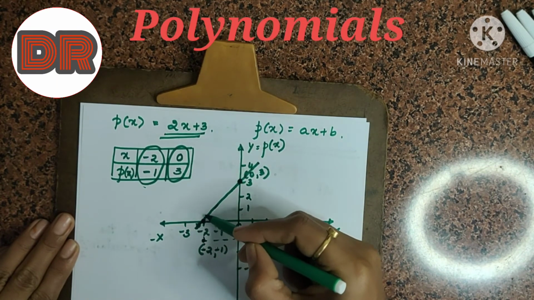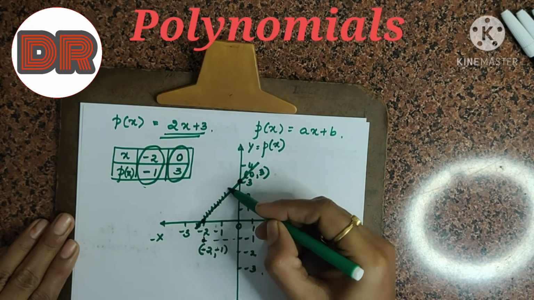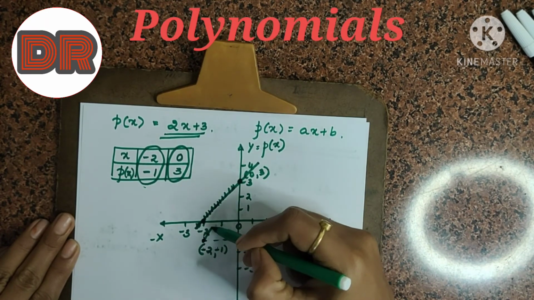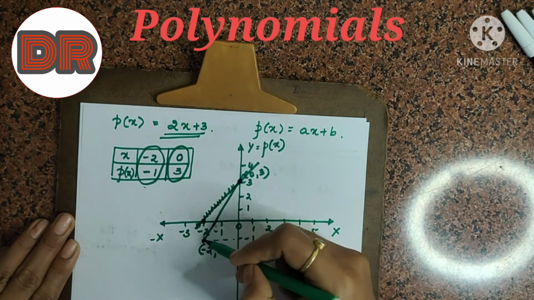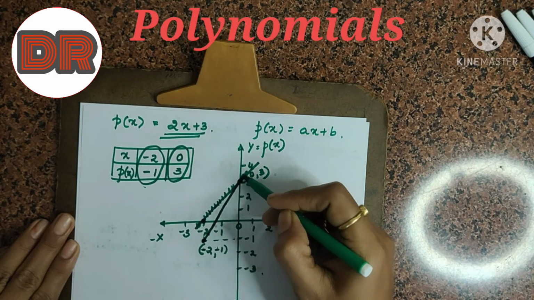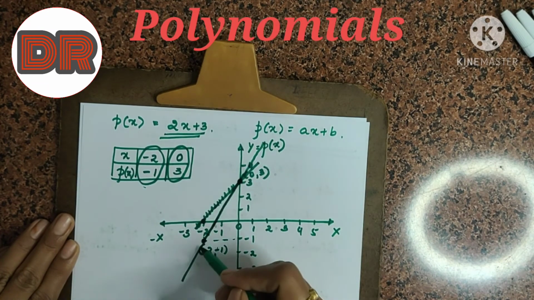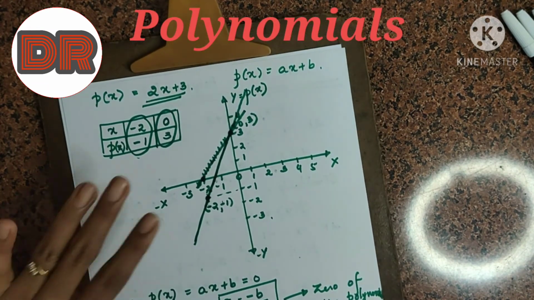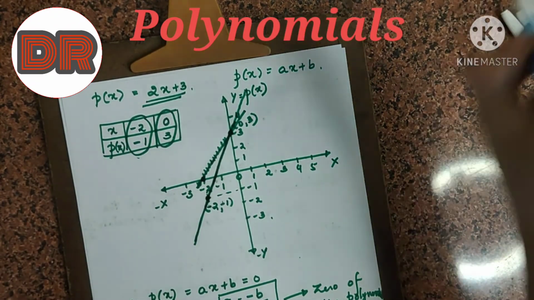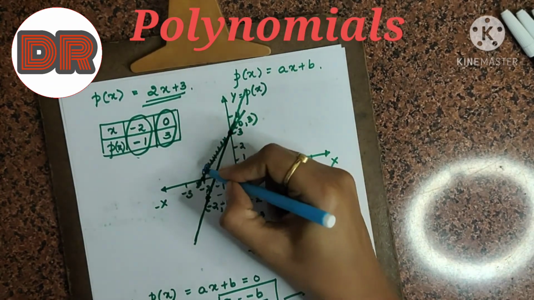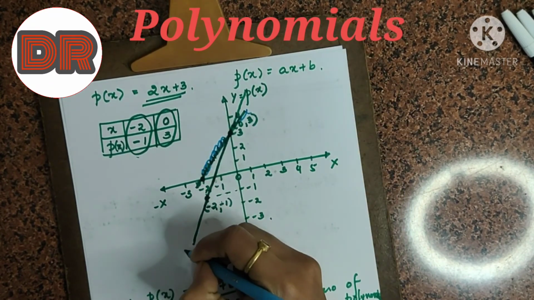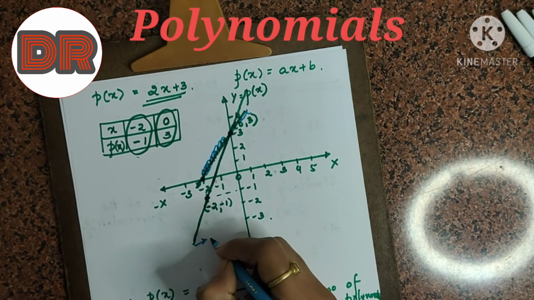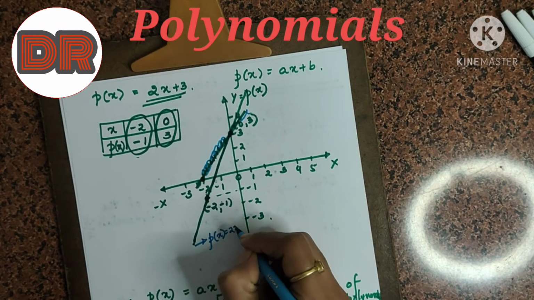It goes like this, through this point. The straight line is like this. Now don't consider this part, it is not there. So this is a straight line. What is this straight line? This straight line is for p of x is equal to 2x plus 3.